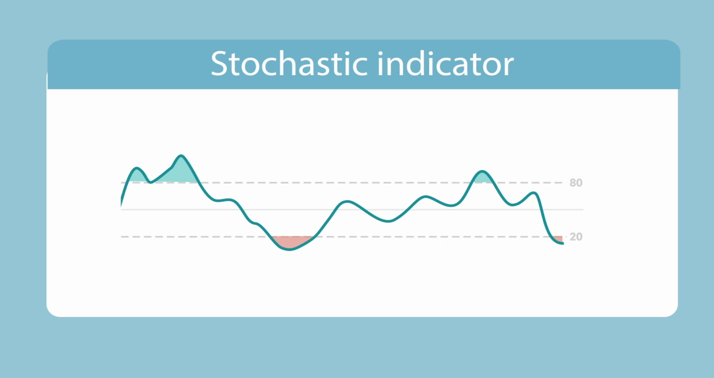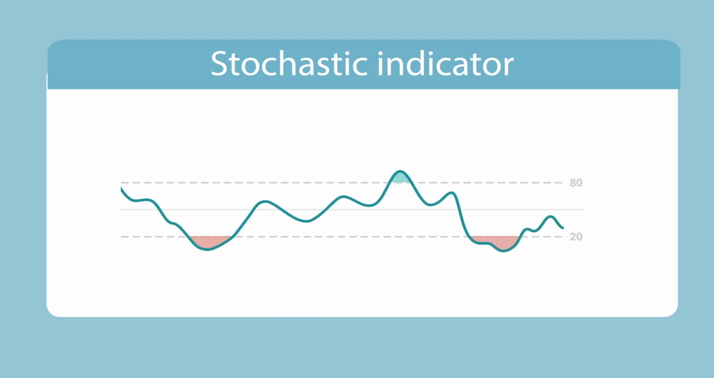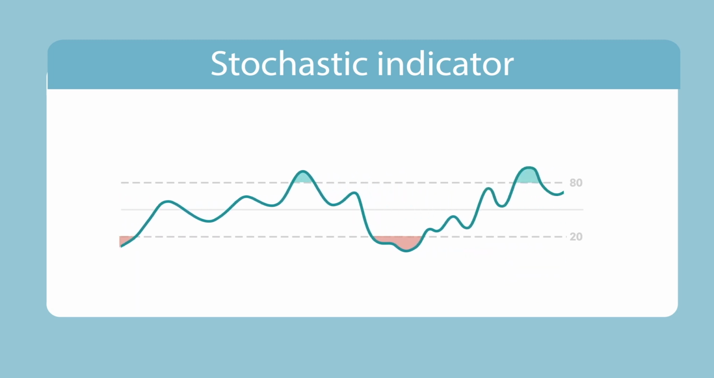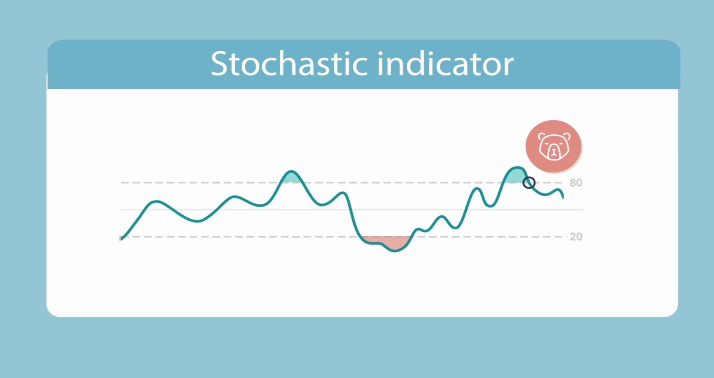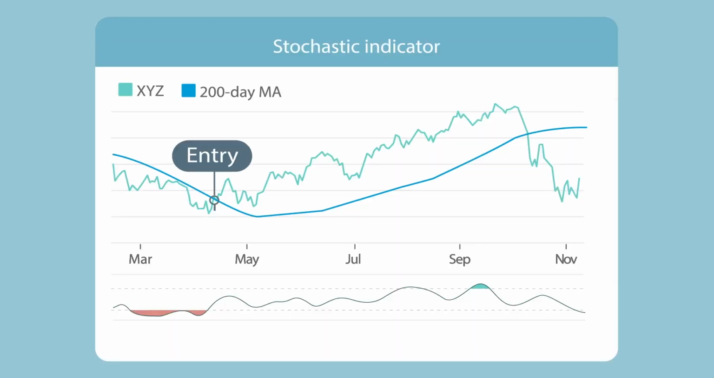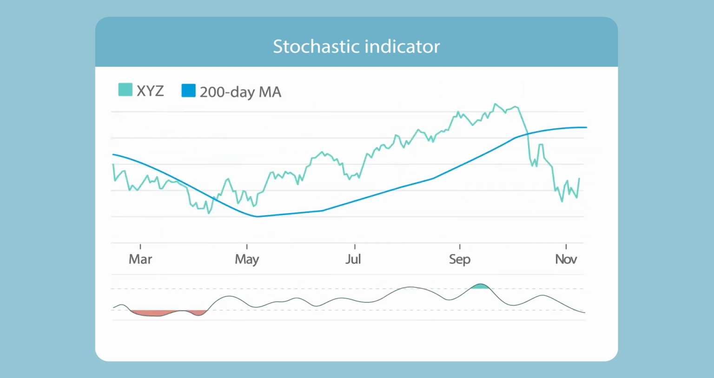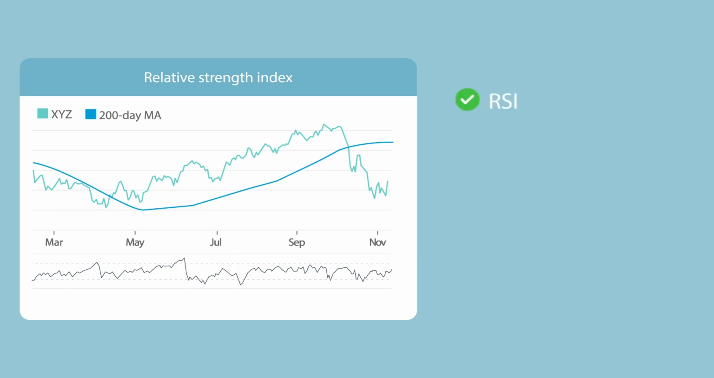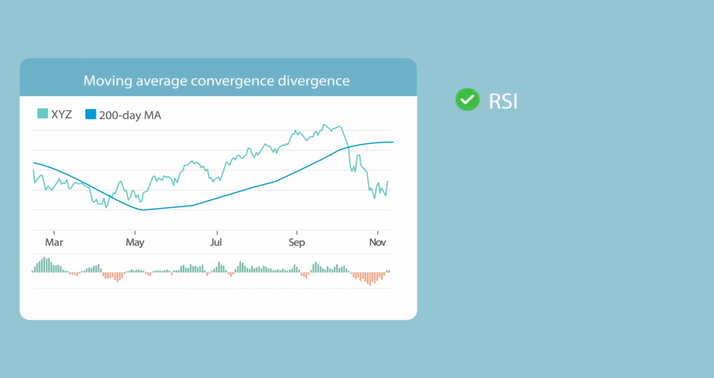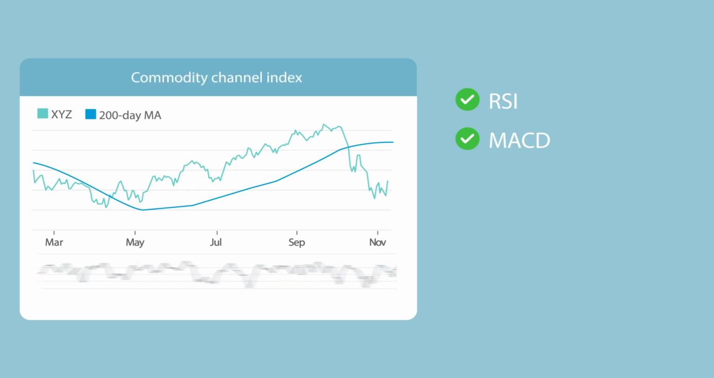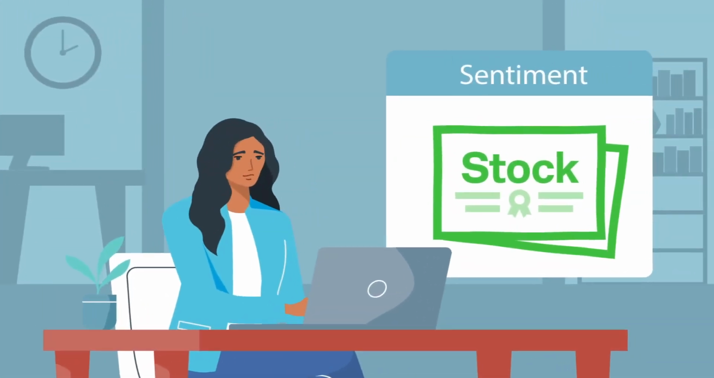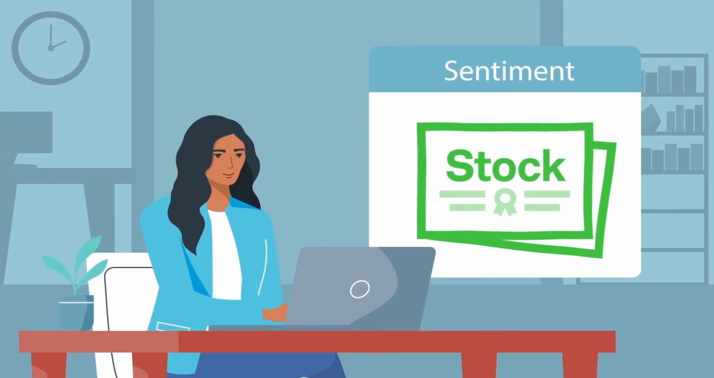For example, the line crossing above 20 and out of the lower reversal zone could be a bullish signal. The line crossing below 80 and out of the upper reversal zone would be bearish. These signals can be used as confirmation with trend indicators like moving averages or as their own entry or exit signals for trading shorter-term swings. Other common oscillators include the Relative Strength Index or RSI, Moving Average Convergence Divergence or MACD, and the Commodity Channel Index or CCI.